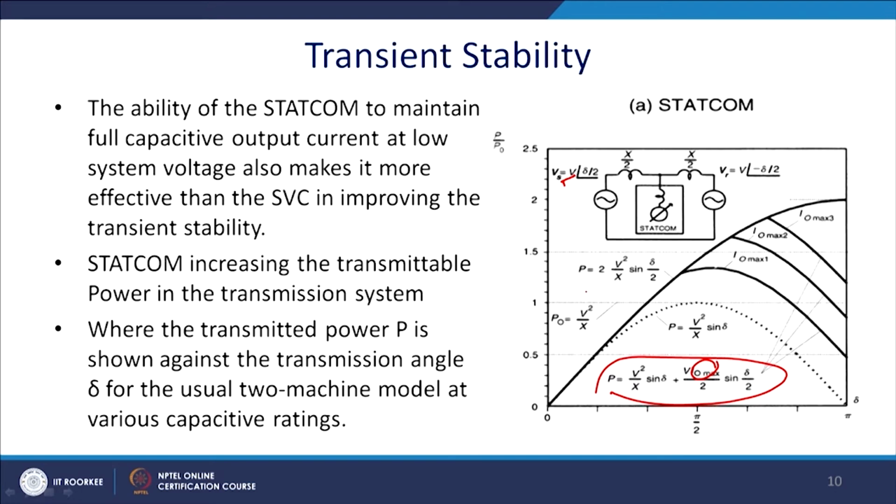So, in this case it becomes 2 V square by X sin delta by 2, this curve, and so on; you can change it. But this is limited by the amount of the current. Actually you are supposed to get this curve, we have derived this equation, but essentially there is a limitation of the I0 that will be set mainly by the devices. The ability of the STATCOM to maintain the full capacitive current at low system voltage also makes it more effective than the SVC in improving transient stability, because you have a huge accelerating area to compensate.